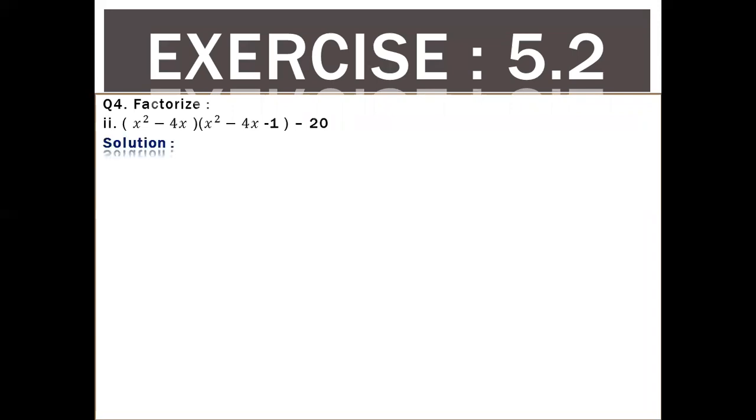You see that in the first two parts, the terms x² + 5x in both the brackets are the same. In the first part, x² + 5x and x² + 5x, and in the second part, x² − 4x and x² − 4x. They are both the same within the two brackets. It means that we suppose that x² − 4x is equal to y.